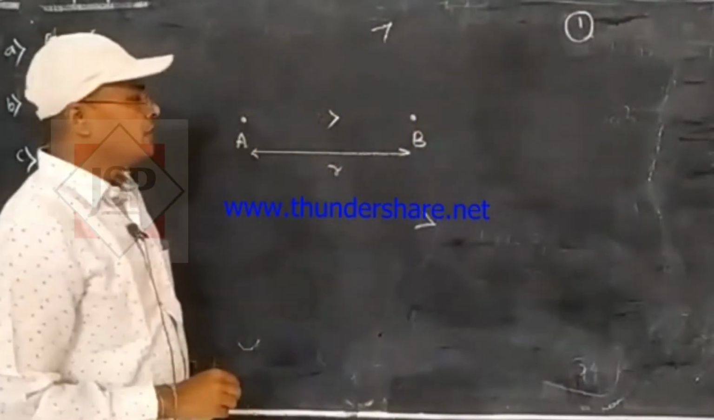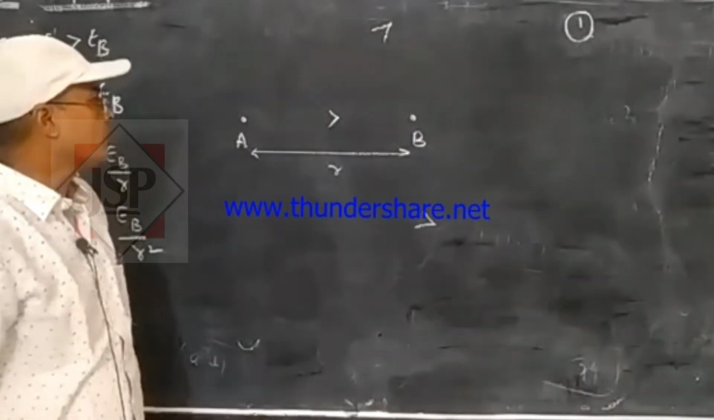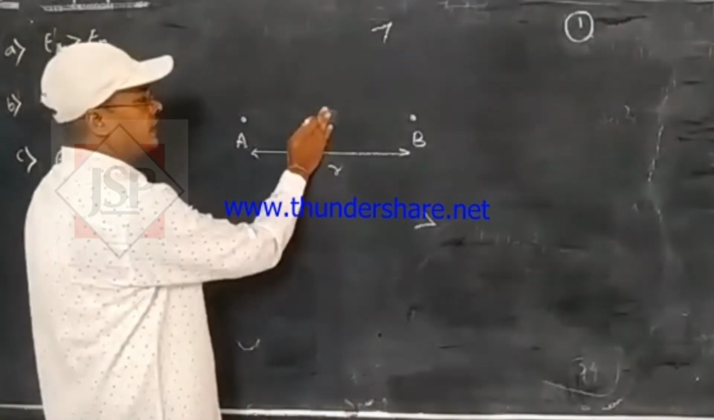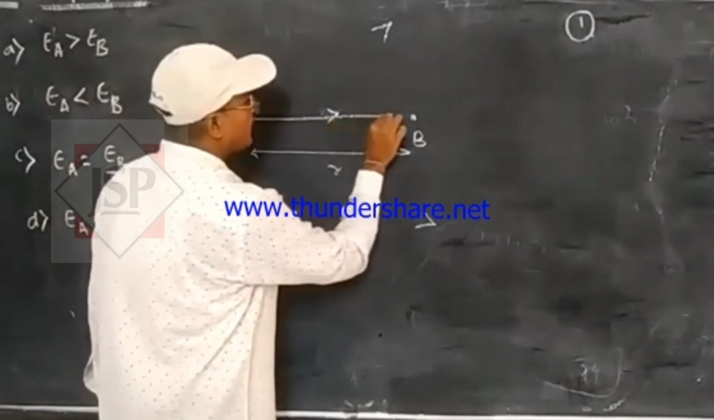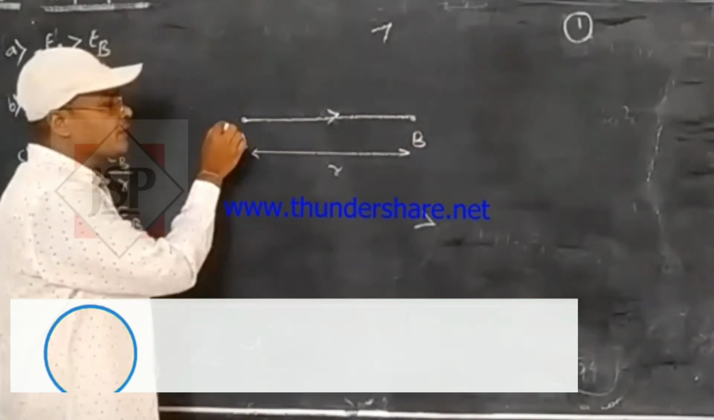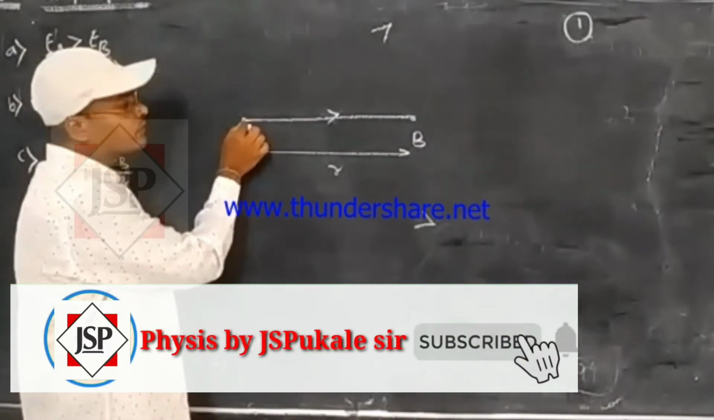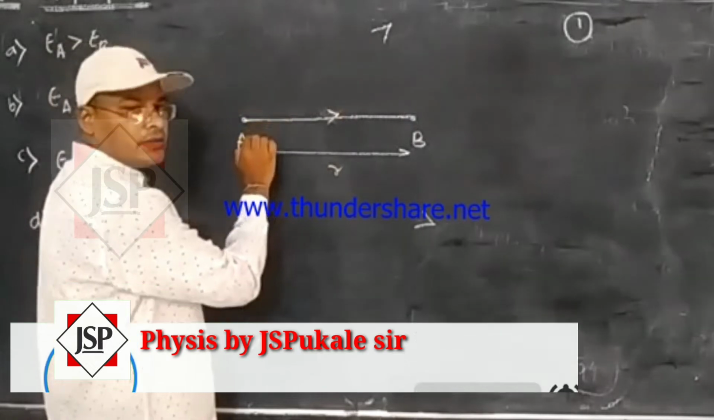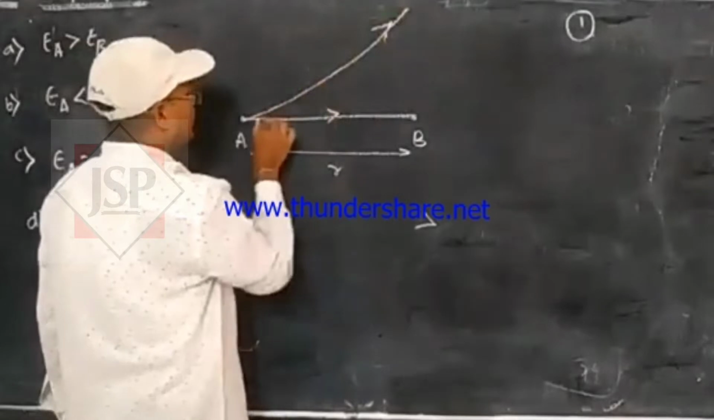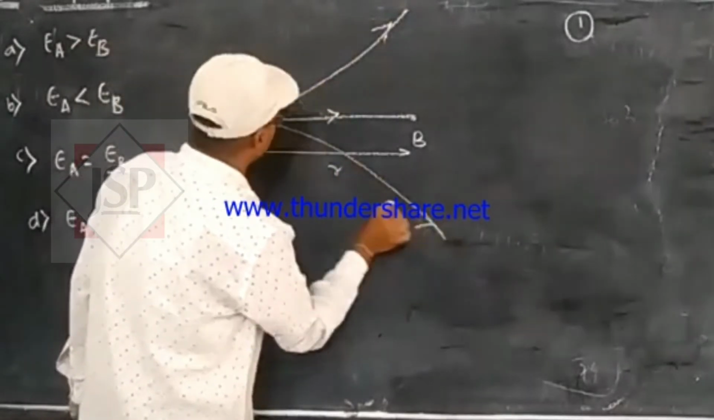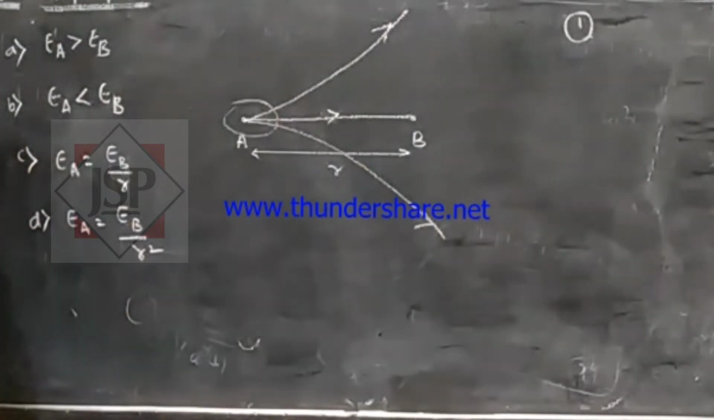This is about electric field lines. The electric field lines, if it is a positive charge, the arrow mark will start from the positive charge and end at the negative charge. So this is the electric field lines. As you know, here the field lines are crowded.